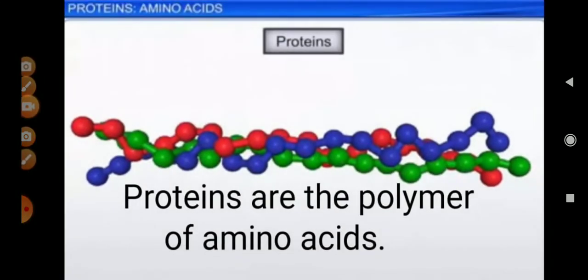Chemically, proteins are the polymers of amino acids. That means amino acids are the repeating units in proteins. So first let us discuss what an amino acid is.